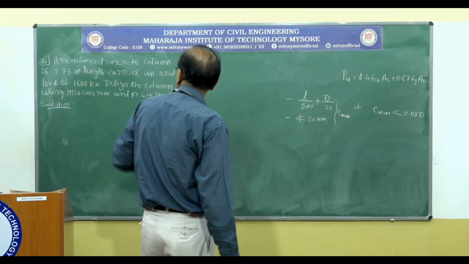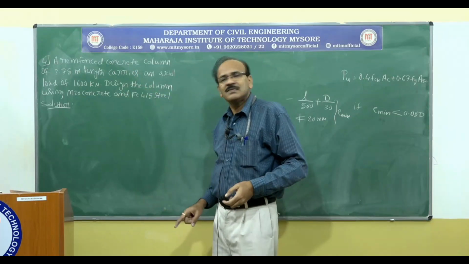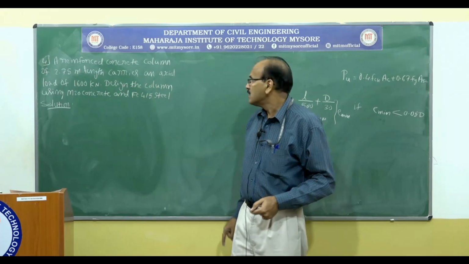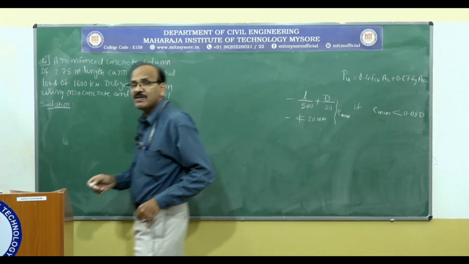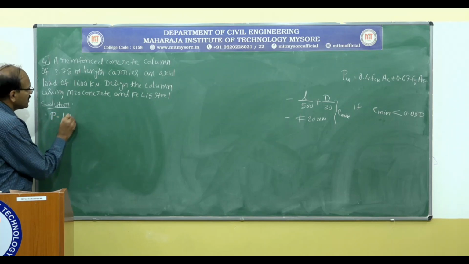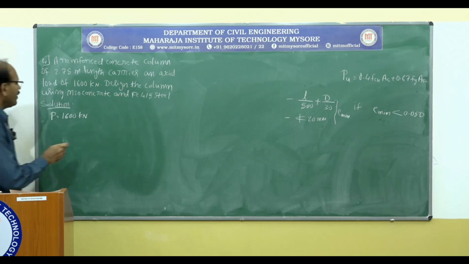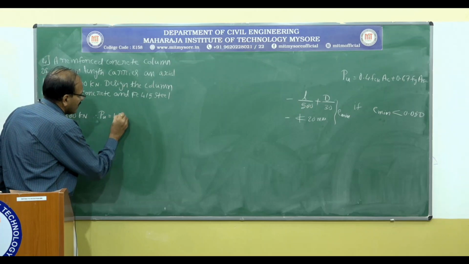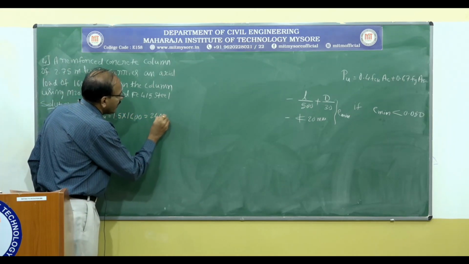A reinforced concrete column of 2.75 meter length carries an axial load of 1600 kilonewton. Design the column using M20 concrete and Fe415 steel. So here what is given? P is given, that is 1600 kilonewton. Therefore Pu, that is the design load on the column, is 2400 kilonewton.